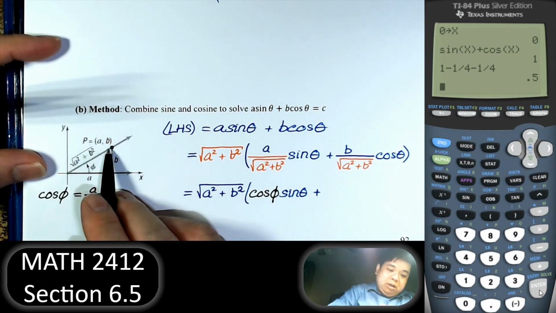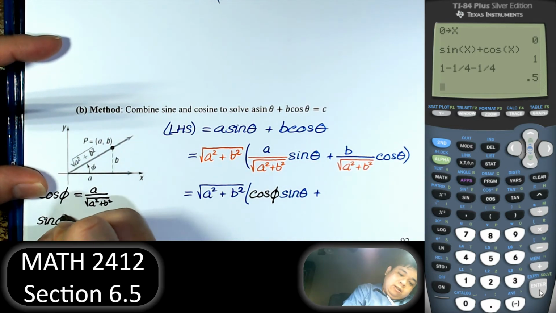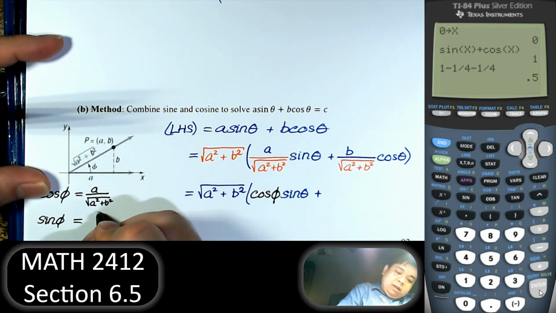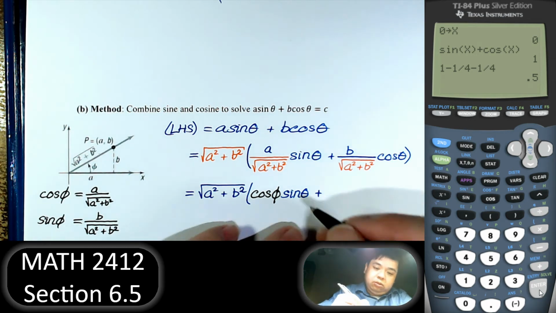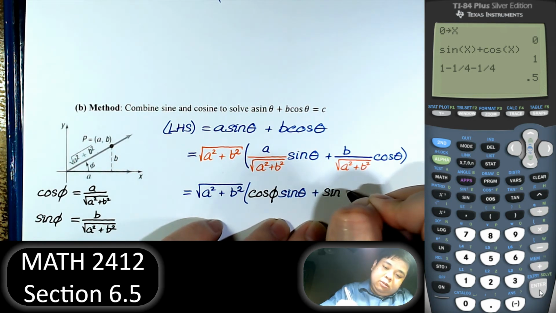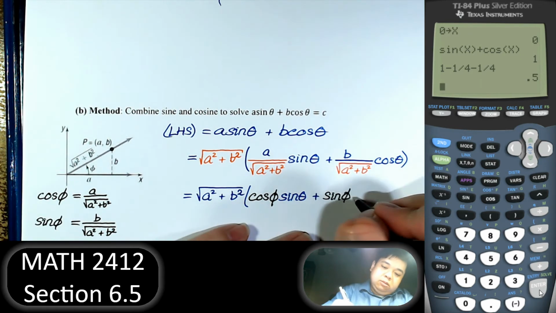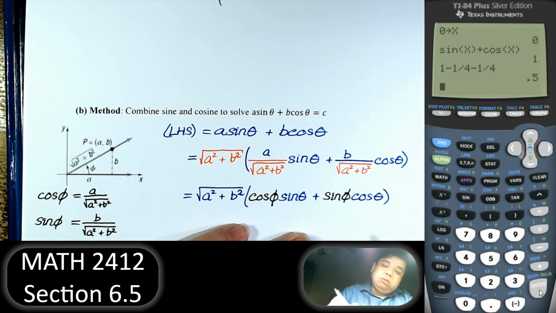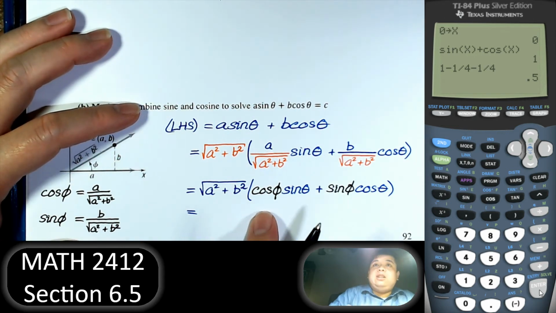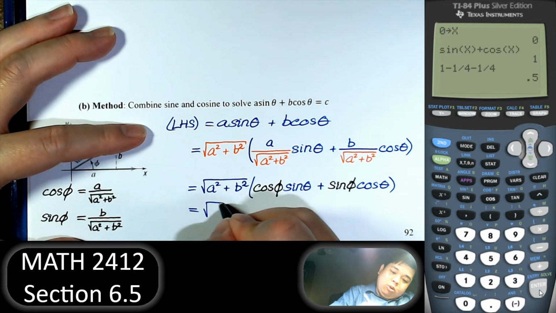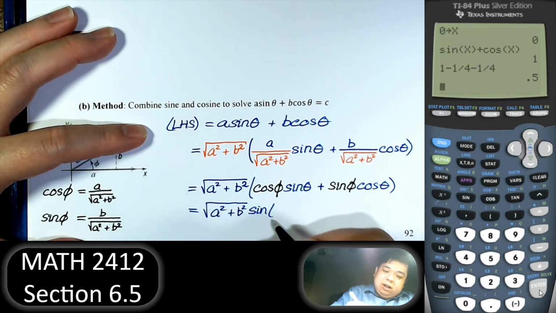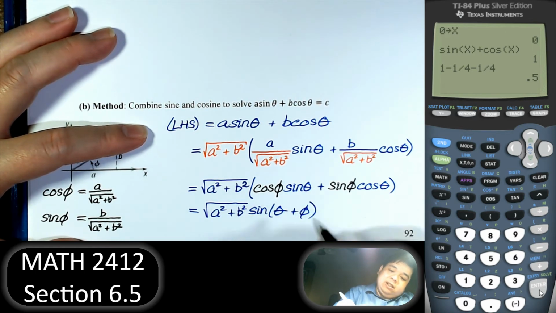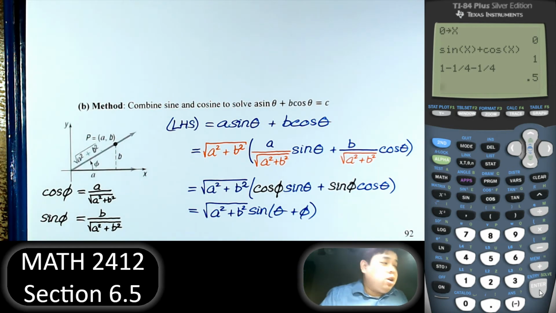And then b over the hypotenuse is opposite over hypotenuse, so that will be sine phi, b over square root of a squared plus b squared. And this is a sine of a sum, so square root of a squared plus b squared, and then sine of theta plus phi. Right, so that is the way we combine sine and cosine.